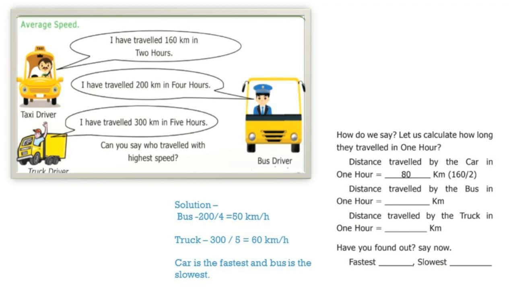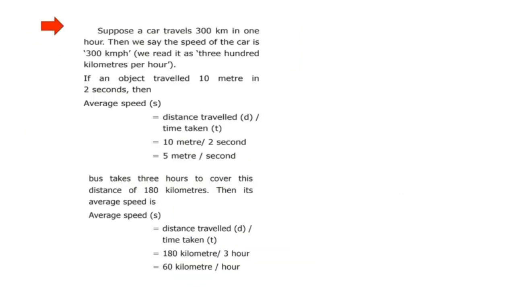Now you say which is fastest and which is slowest? Yes, the car traveled at the highest speed. That means 80 km per hour. And the bus is the slowest one, 50 km per hour. Suppose a car travels 300 km in 1 hour, then we say the speed of the car is 300 kmph. So how to read it? 300 kilometers per hour.